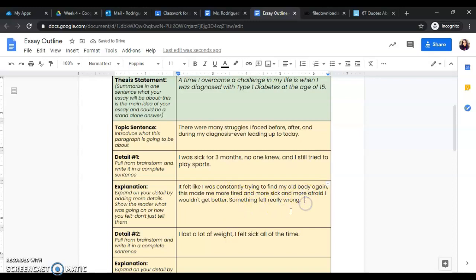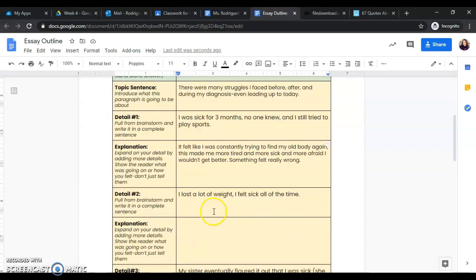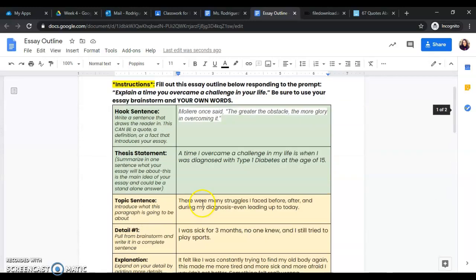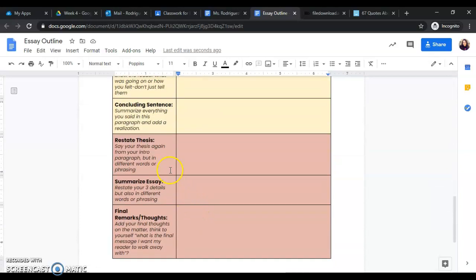Because those weak sentences, that's not good writing. So you're going to go through, you're going to keep explaining your essay. I'm not going to do it just for time's sake. Then you get to the end and it says concluding sentence. Summarize everything you said in this paragraph and add a realization. A realization is basically just like, after explaining all of this, what do you feel you have come to understand?